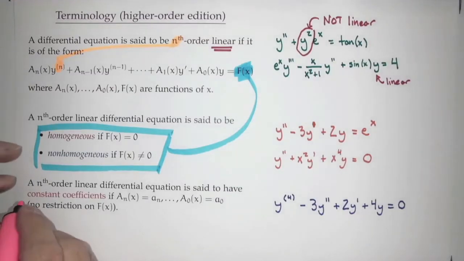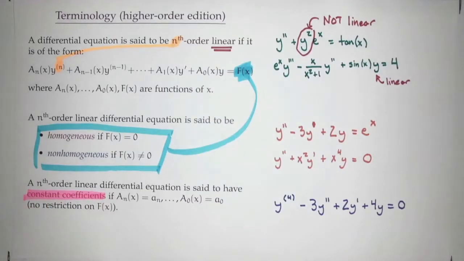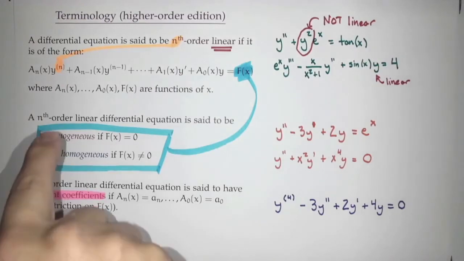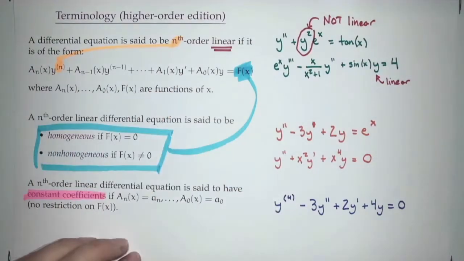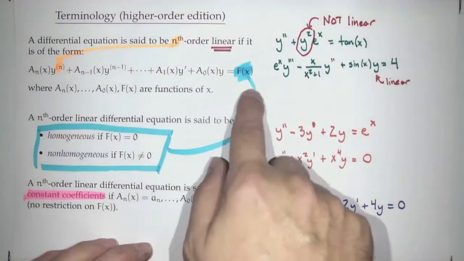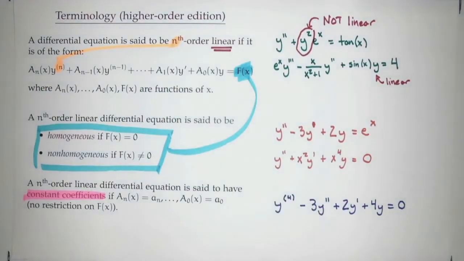Now here's a case where the terminology is very descriptive. It has constant coefficients if the coefficients are constants. So that's how you can remember what's going on. In other words, these pieces in front of your derivatives are numbers. They don't vary with x. Now, there's no restriction on the right-hand side. It's all about the coefficients in front of y and the derivatives of y.